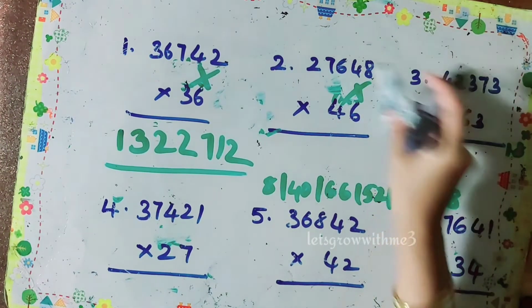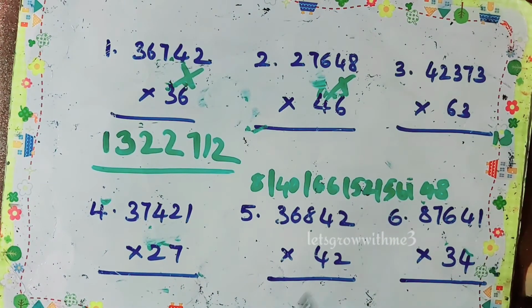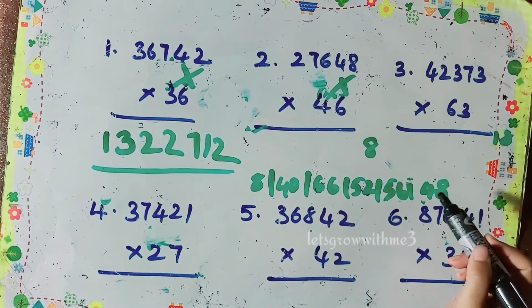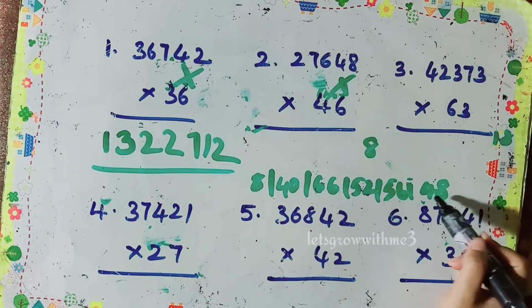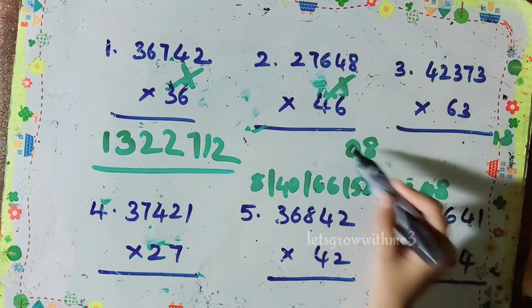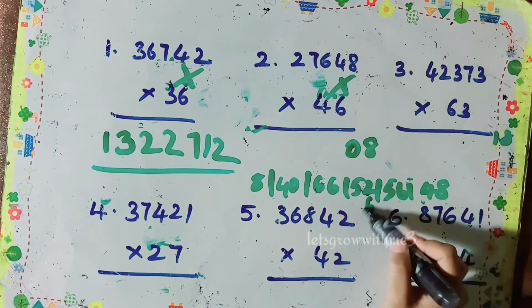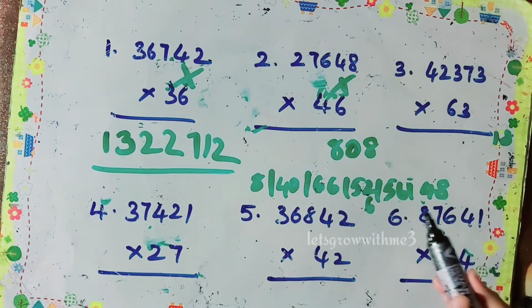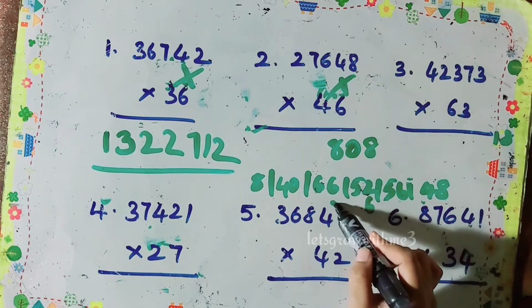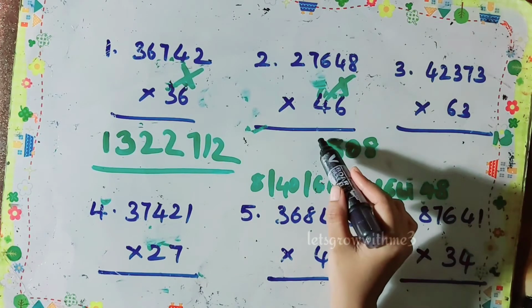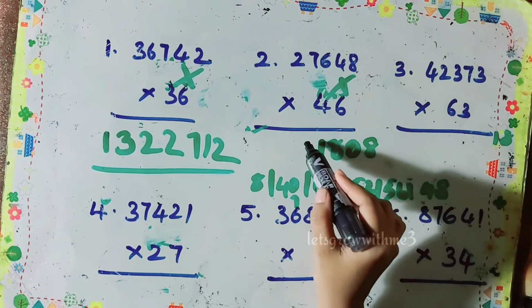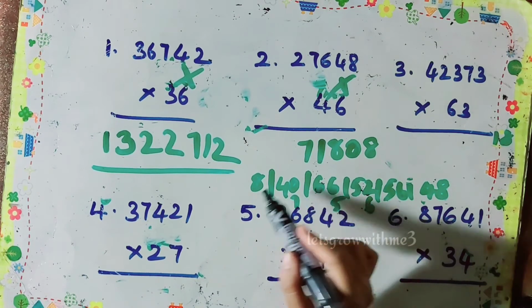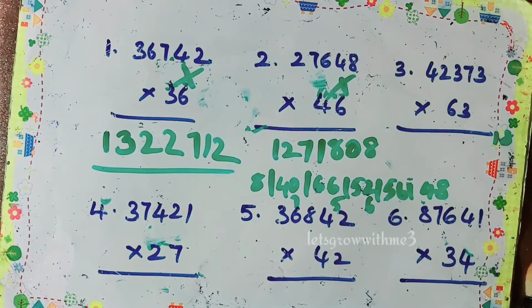Now we need to do balancing. 56 plus 4 is 60, means 0, then 6, 8, 6, 58, then 5, 7, 4 plus 8, which is 12. So the answer is 1271808. Let's do the next question.